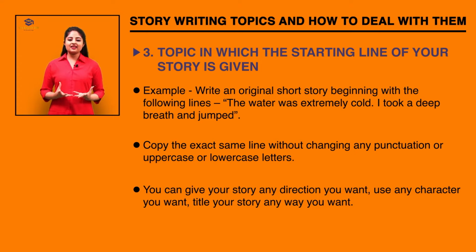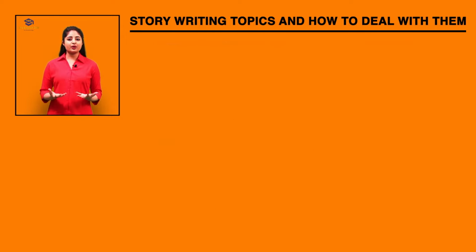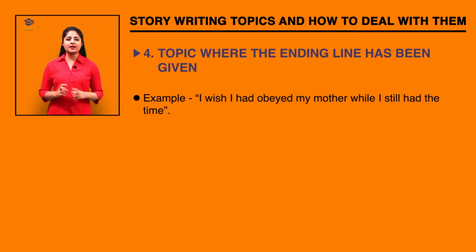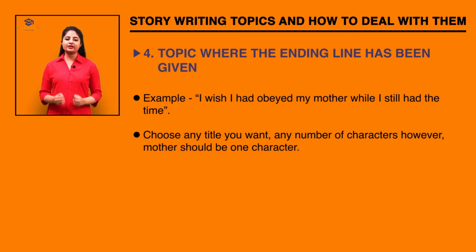It can be anything you want as long as you are sticking to the starting line and writing a story that is relevant to the starting line. Number 4, a topic where the ending line has been given to you. For an example, a topic like, "I wish I had obeyed my mother while I still had the time." Quotes close, full stop. So once again, you can choose any title you want for your story.